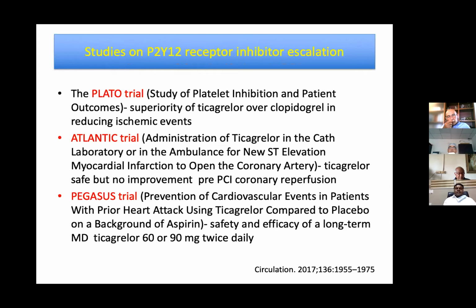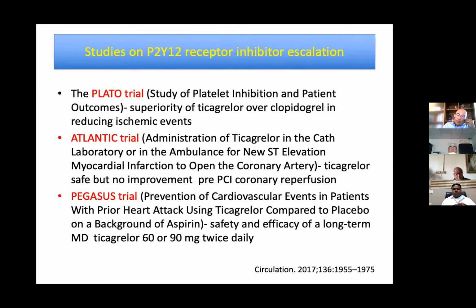So what are the various studies on P2Y12 receptor inhibition in escalation therapy? The PLATO trial, which has been well studied, showed superiority of ticagrelor over clopidogrel in reducing ischemic events. In this trial, 50% of the patients were already given a loading dose of clopidogrel. In the ATLANTIC trial, ticagrelor was found to be safe, but there was no improvement in pre-PCI coronary reperfusion.